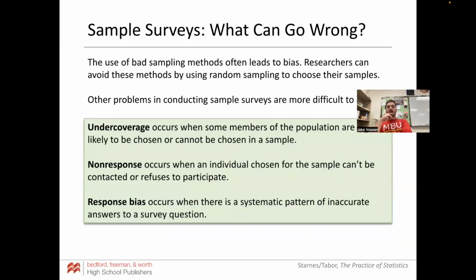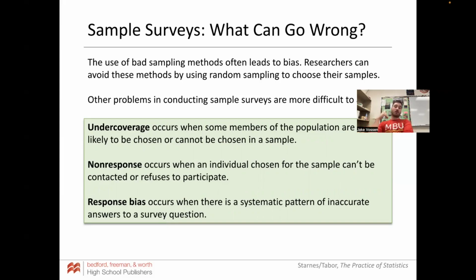Undercoverage is when a certain group or demographic or just members of the population aren't as likely to be chosen or can't be chosen in a sample. So for instance, choosing your individuals from a telephone book and saying, all right, we got our telephone book of Reedsburg and we randomly chose every 10th person. Okay. Well, in that case, anyone who didn't register to put their number in a telephone book or anyone who doesn't have a phone would not be able to be chosen. So there's some undercoverage there.